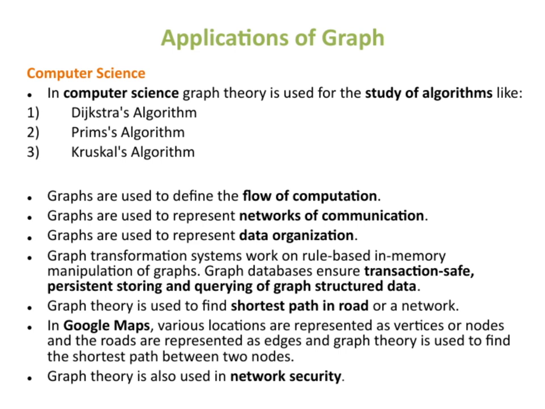Graph transformation systems work on rule-based in-memory manipulation of graphs, enabling dynamic updates and modifications. Meanwhile, graph databases ensure that data is stored securely and can be queried reliably, supporting transaction safety and persistence. A practical example is finding the shortest path in road networks, which is fundamental for navigation systems. Think about Google Maps. Locations are represented as nodes, and roads are edges. Graph theory helps determine the quickest route between 2 points, saving time and improving travel efficiency.